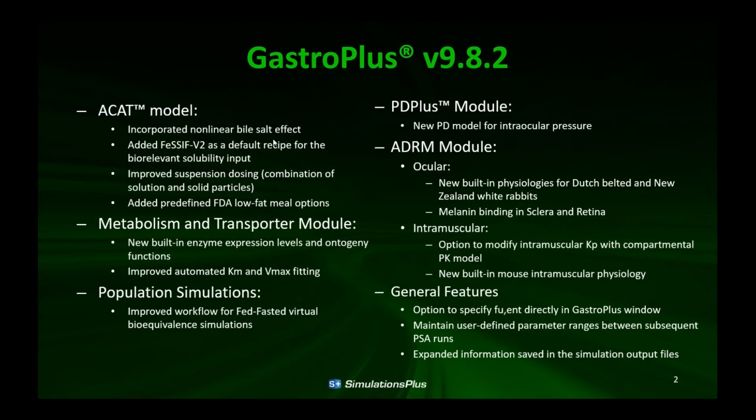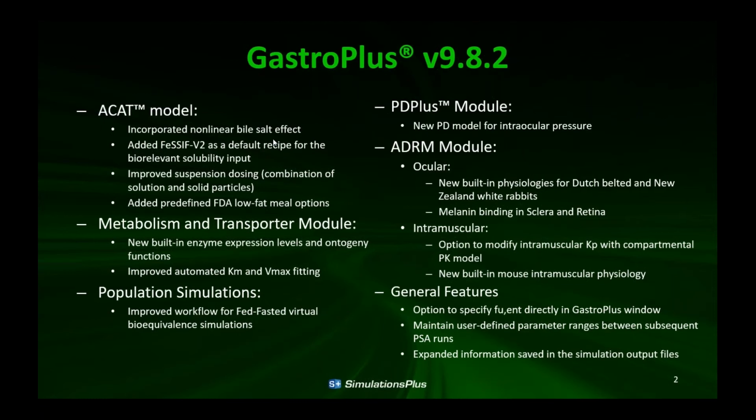For the metabolism and the transporter module, some new built-in enzyme expression levels were added, and the ontogeny data function for multiple enzymes was also incorporated. We also improved the automatic fitting for Vmax and Km, so this enzyme activity. This is specifically related with the PBPK model. So when you optimize this enzyme activity, the different location between PBPK and the gut location will be synchronized. For the population simulation, we improved the workflow for fed and fasted virtual bioequivalence crossover simulation.